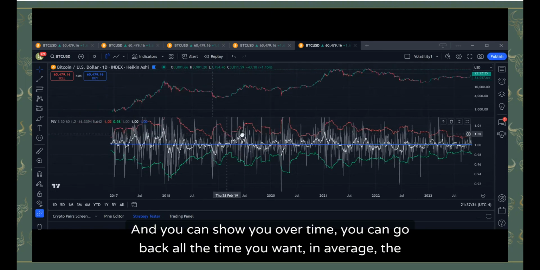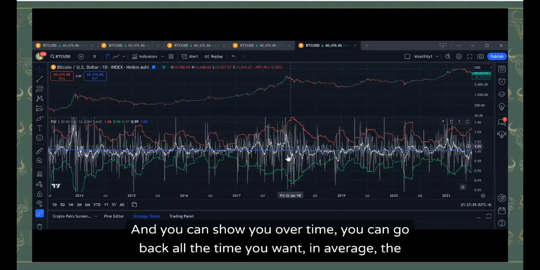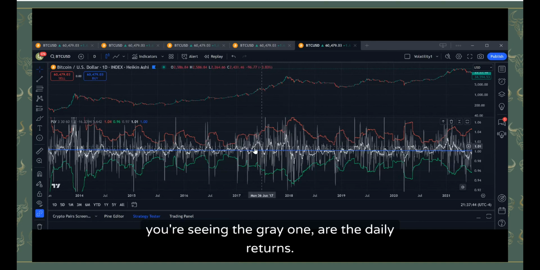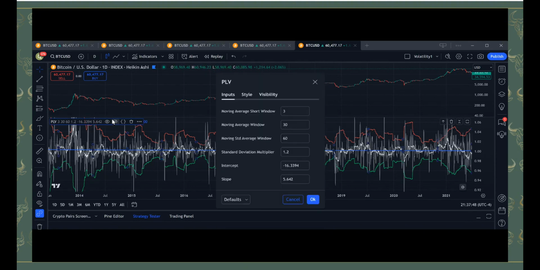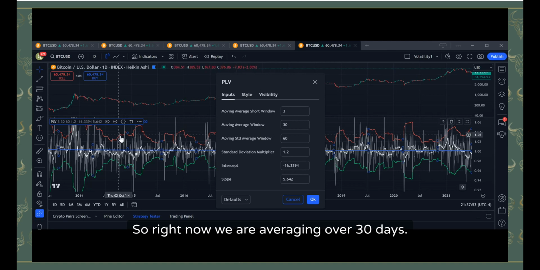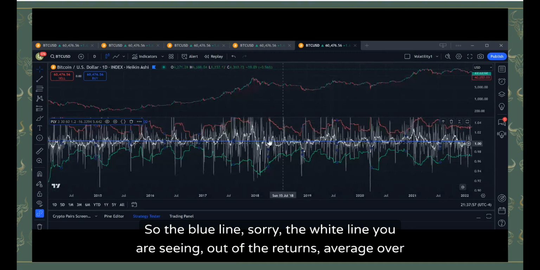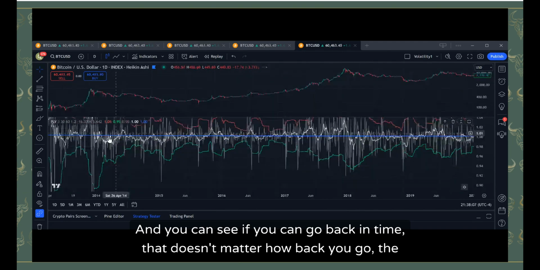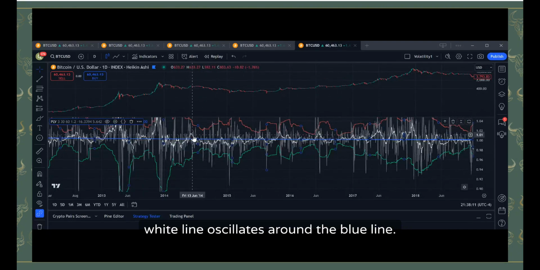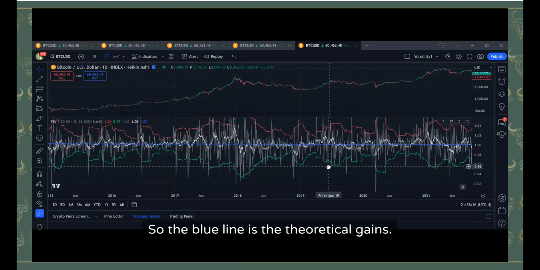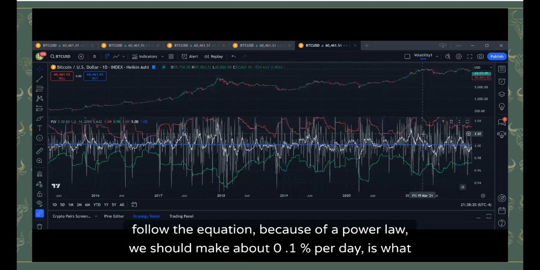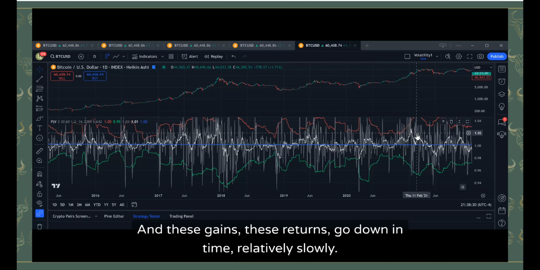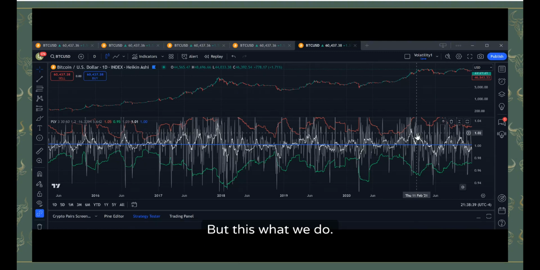And you can go back in time as far as you want. The gray one is the daily returns. The white one is averaged over 30 days, so the white line you're seeing is the returns averaged over a month. And you can see that it doesn't matter how far back you go, the white line oscillates around the blue line. So the blue line is the theoretical gains. Right now, if you follow the equation, because of the power law, we should make about 0.1% per day. And these returns go down in time relatively slowly, but this is what they do.